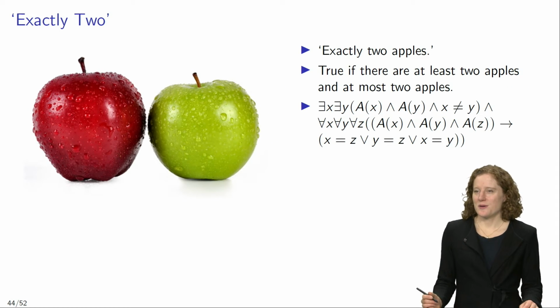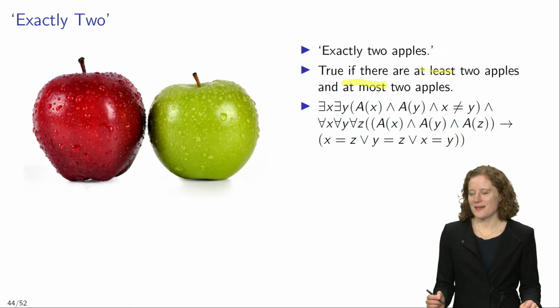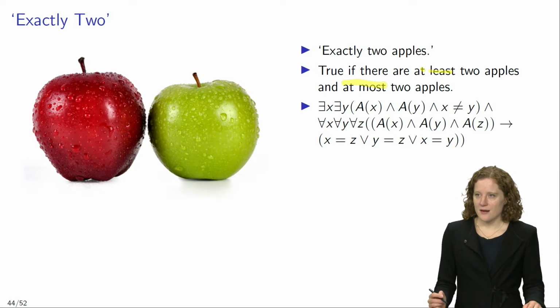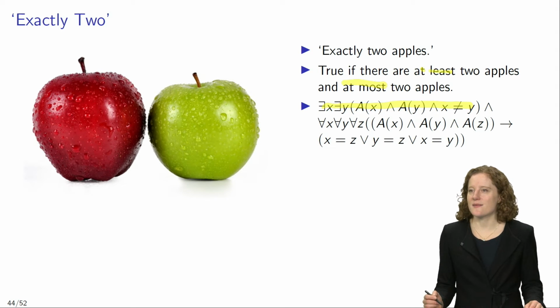Now, similarly, suppose you want to symbolize the sentence, there are exactly two apples. This sentence is true if there are at least two apples and if there are at most two apples. So to symbolize that there are exactly two apples, we need to say these two things. We need to symbolize there are at least two apples, and we need to symbolize that there are at most two apples. So this is how this is going to go. First, we symbolize there are at least two apples. There is an x and there's a y, such that ax and ay, and x is not identical to y. So here we are saying there are at least two apples.